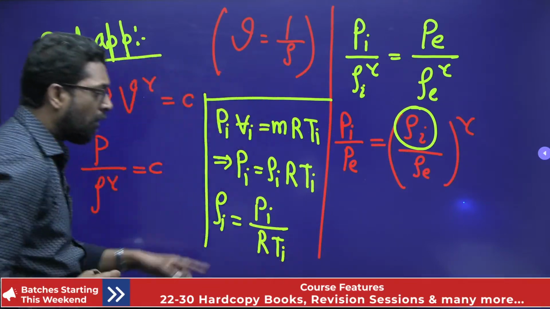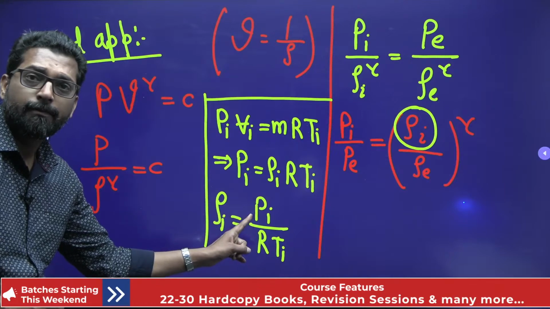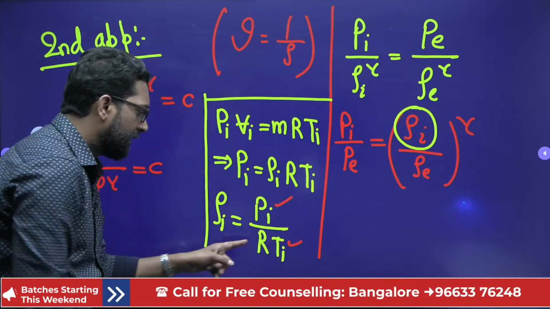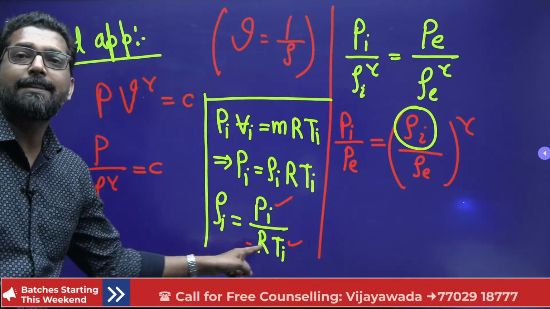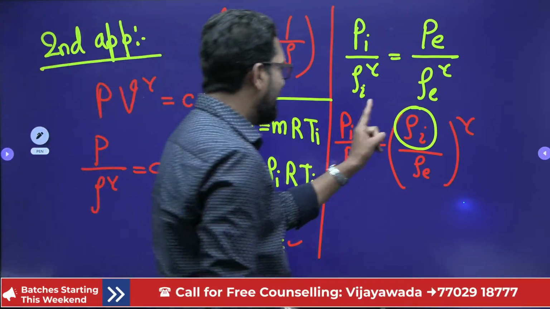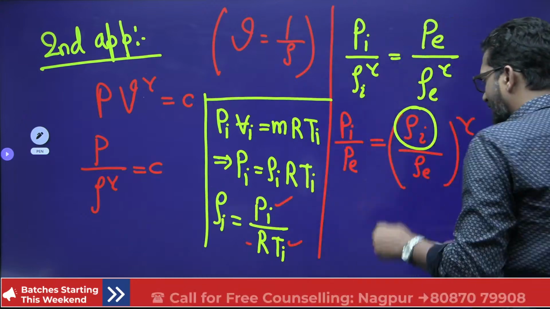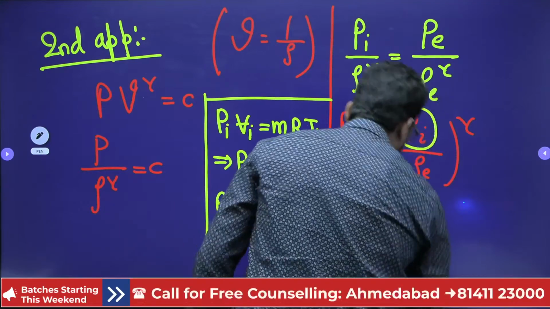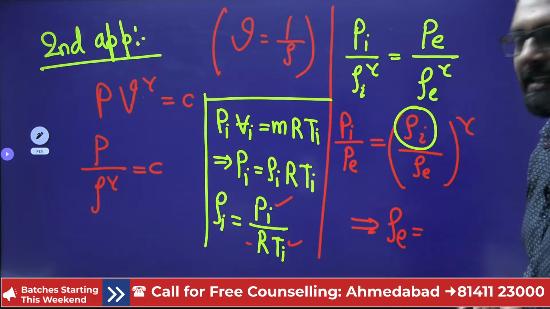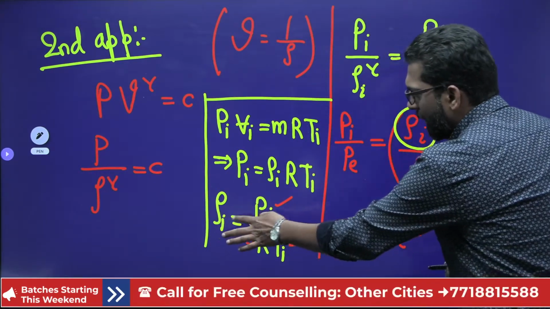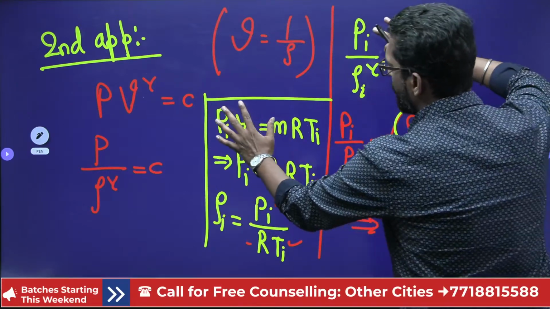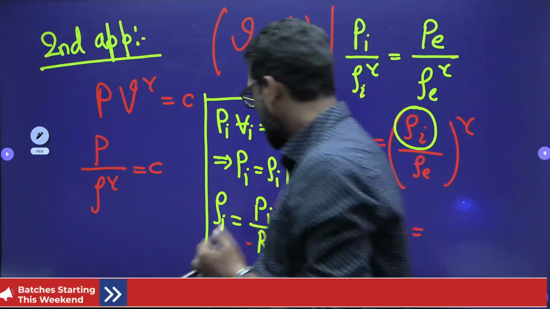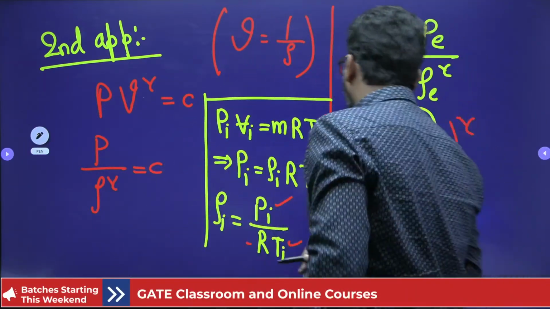Now you know the inlet pressure, it is given, and the temperature is also given, so you can easily find the inlet density. Put it here and you can find the exit density. Very simple. Because the inlet density you can find from this equation, with only this information you can find the exit density easily. Now, what is the mass flow rate?